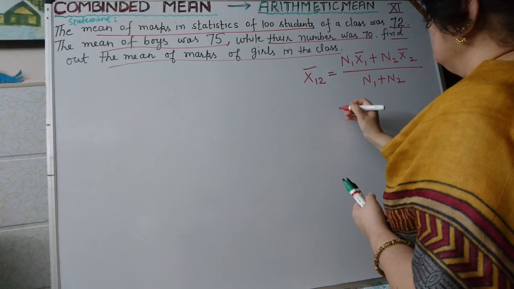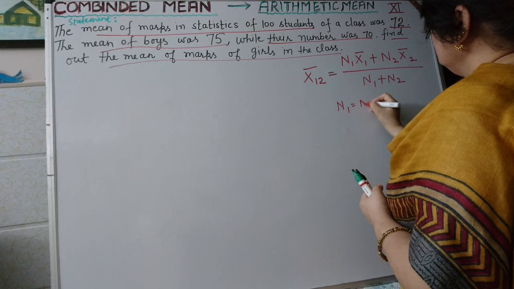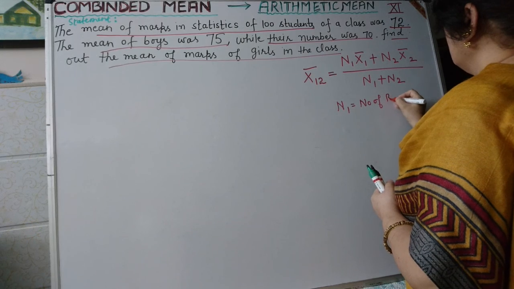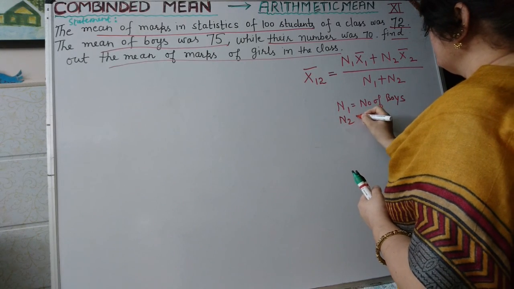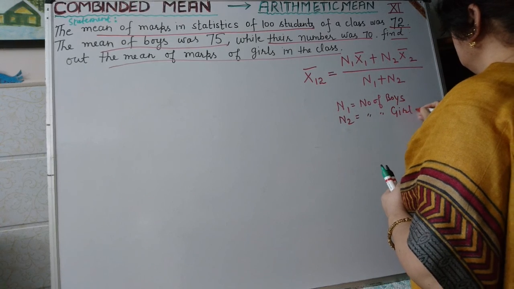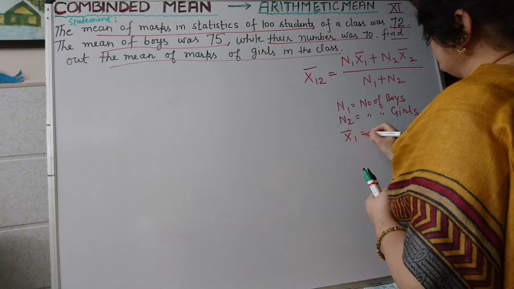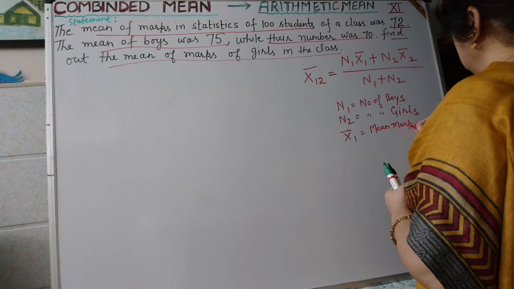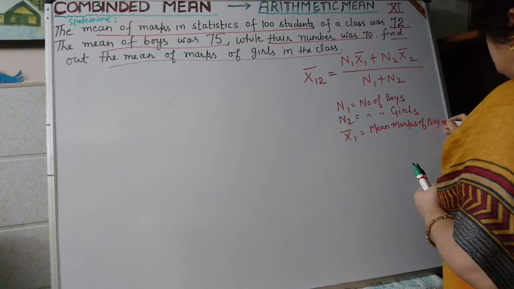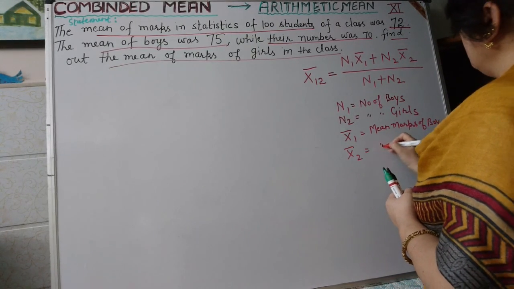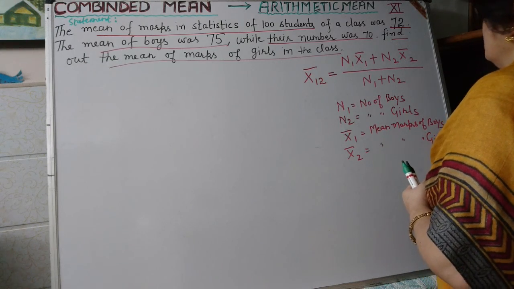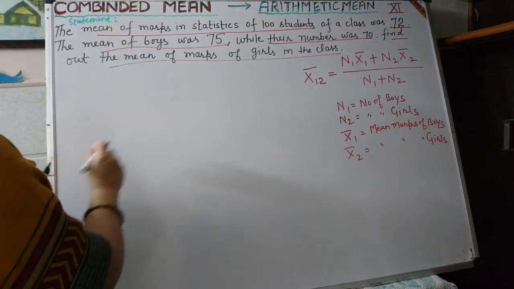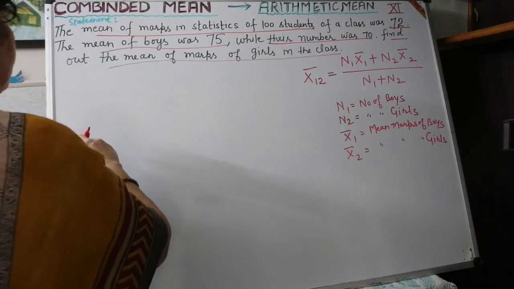Here N1 is equal to number of boys, N2 represents number of girls, X bar 1 represents mean marks of boys, X bar 2 represents mean marks of girls. So let us see how many items are given, how many values are given.